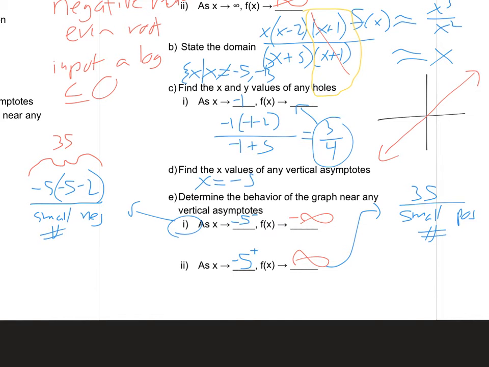I didn't say it, but hopefully you remember from Math 4, once you cancel out that term to get the hole, all the other math you do can be done with either the original or the simplified. Everything else will work the same. Okay.